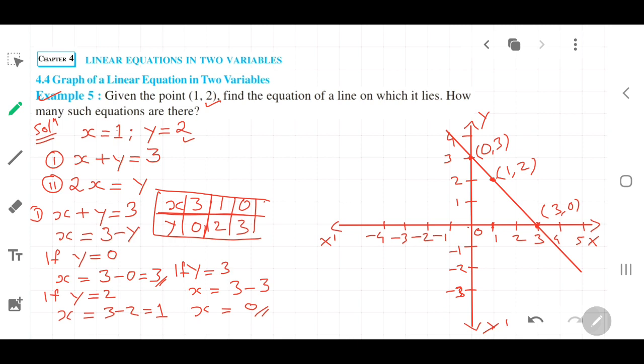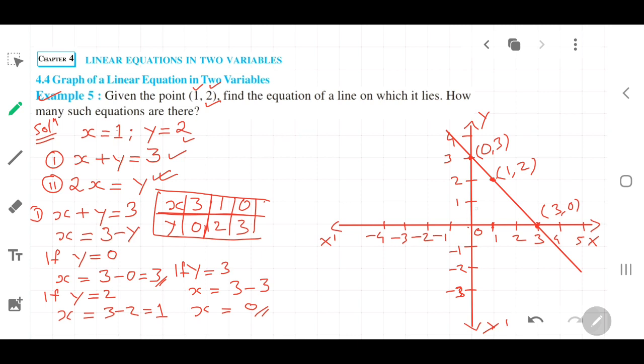Understood? So they are asking how many such equations there are. You can find an infinite number of equations. It is not only one equation, but so many different equations. I have written 2 equations here, you can see. X plus y is equal to 3, and the second one is twice x is equal to y. So how many equations have we done? We have done 2 equations. In that way, many equations you can prepare by taking the value of x as 1 and the value of y as 2. Correct?